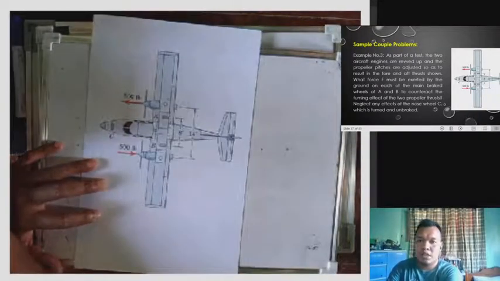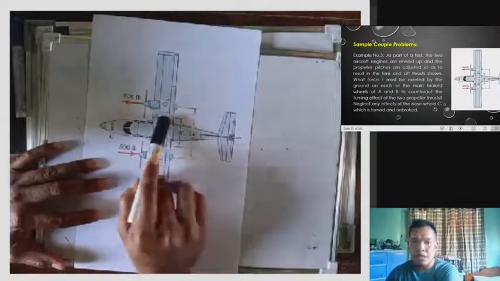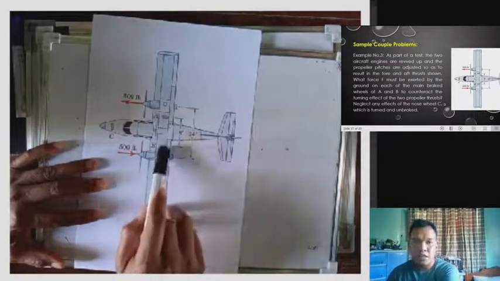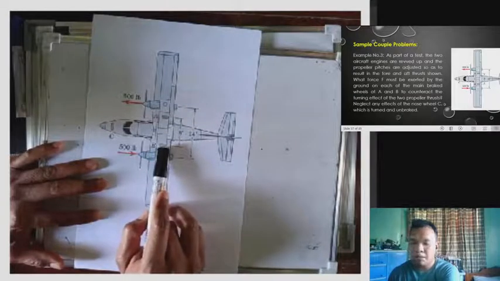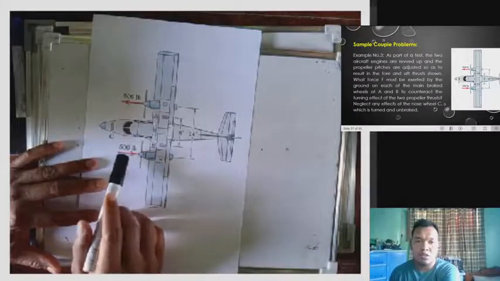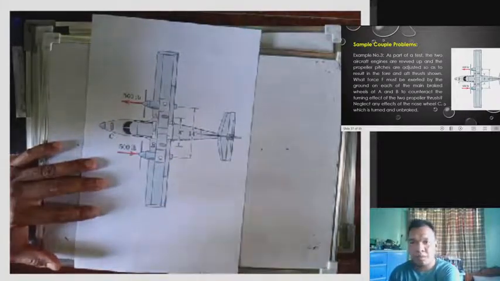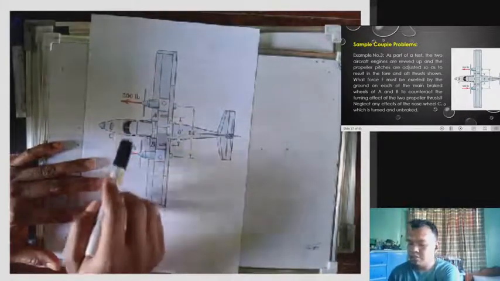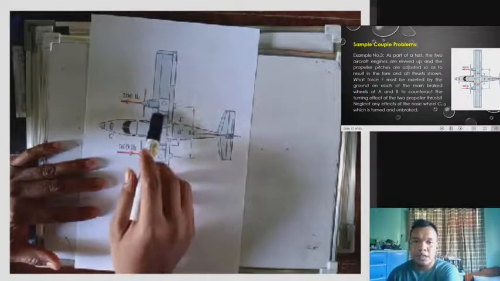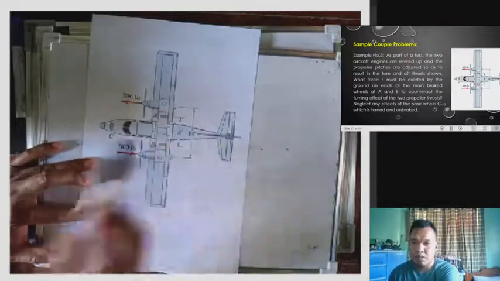What is the force that must be exerted by the ground on each of the main brake wheels? So, may gulong tayo dito, which is yung A, ito, at yung B. So, ano daw yung brake force na i-applied para matigilan yung pag-ikot nung force na to. So, ibig sabihin lang dun sa problem na yan, itong 500 pounds na couple na to, ita-transfer lang natin dito sa point A and B. Yun lang naman po yung ibig sabihin ng problem na yan.